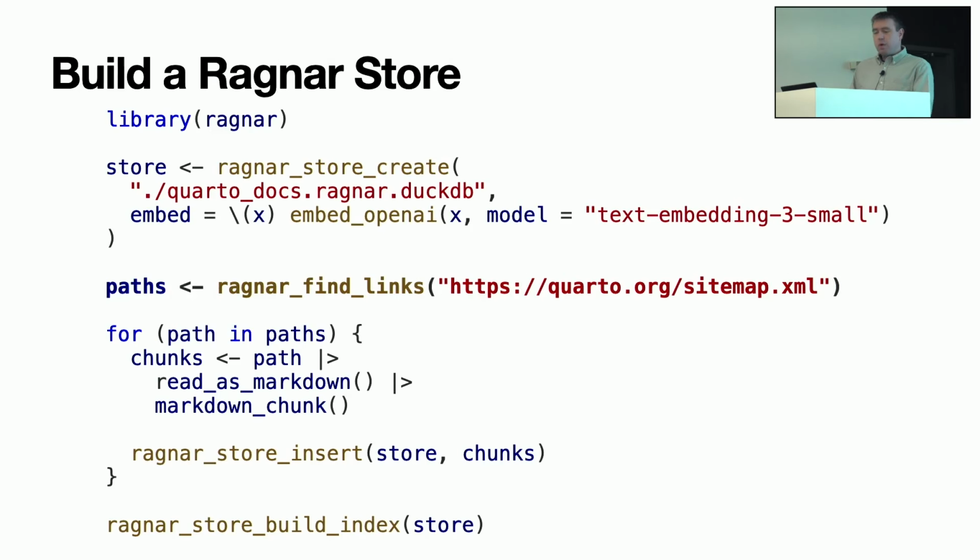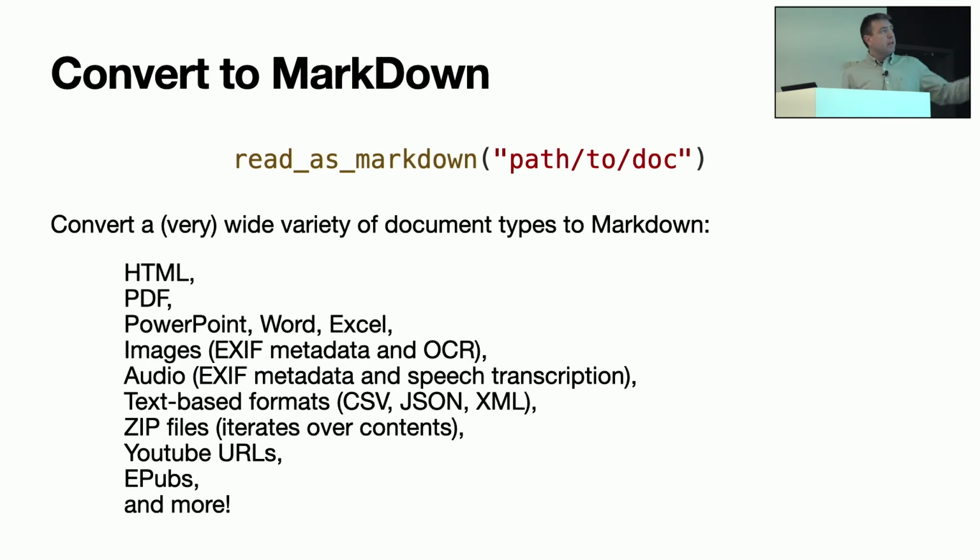Once you've created your store, the next step is to figure out what you want in that store. If you have a bunch of local files, you can just list them. If you want to scrape a website, you can use ragnar find links, and you'll get a nice character vector of URLs. This function has a lot of bells and whistles. It'll validate links and so on. And then once you have a list of all your documents, you're going to iterate through them one at a time. For each one, the first thing you're going to do is call read as markdown, to convert it to plain text. Read as markdown is a very wide funnel. You can throw almost anything at it, and you get back something that looks like markdown. And markdown is a great format for LLMs in general.